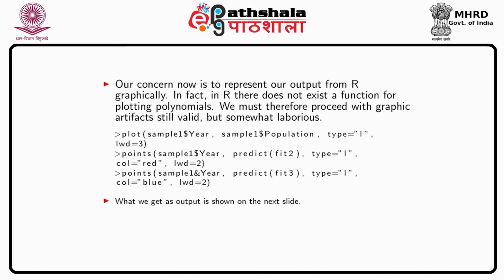We want to now graphically look at the plots, or look at the fitted line, once we fit a polynomial of second degree. In fact, in R there does not exist a function for plotting polynomials, so we must proceed with graphic artifacts which are still available to us, and the workings could be slightly laborious, but we will still give it a try in order to visualize the fitting of the second degree polynomial model. Using the next few lines of code in R, we can fit a polynomial regression model to the data set, and what we get as output is shown on the next slide.